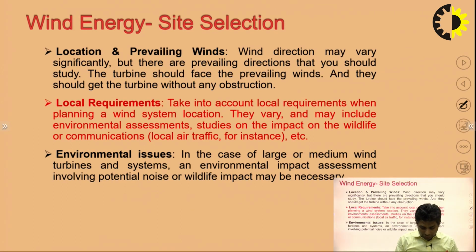Then third is location and prevailing winds. Wind direction may vary significantly, but there are prevailing directions that you should study. Like in which direction you can mount the windmills, opposite or the same phase or vertical, you know. So the turbine should face the prevailing winds and they should get to the turbine without any obstacles.